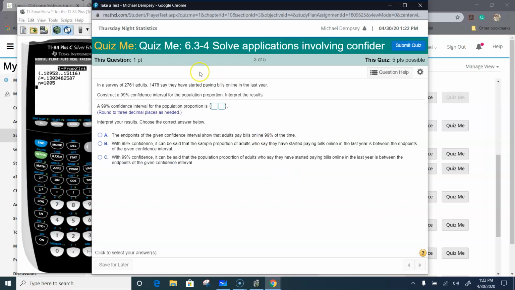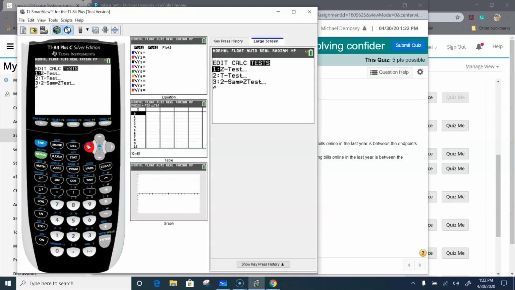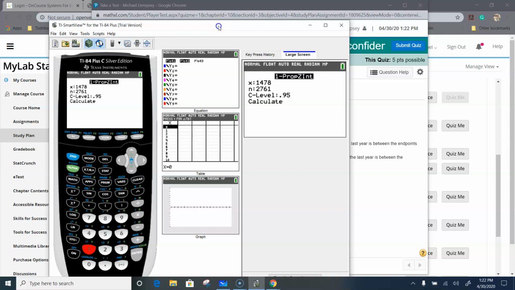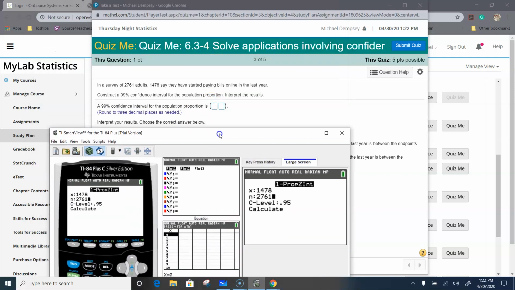Okay. So now we have 1478. We want a 99% confidence interval. 1478 out of 2761. Just let me double check my numbers there. 1478, 2761. Yep. And we want 99% confidence. Remember.